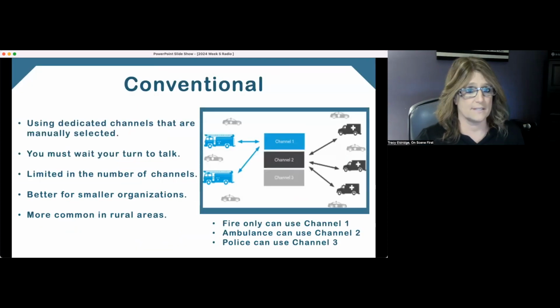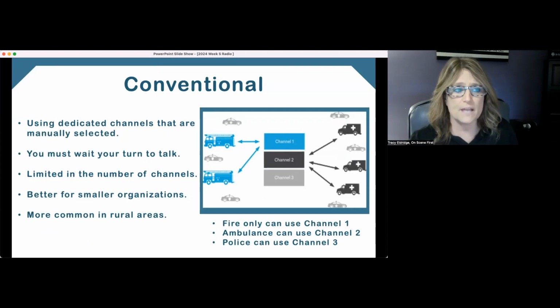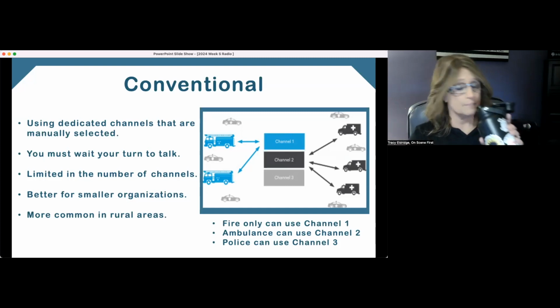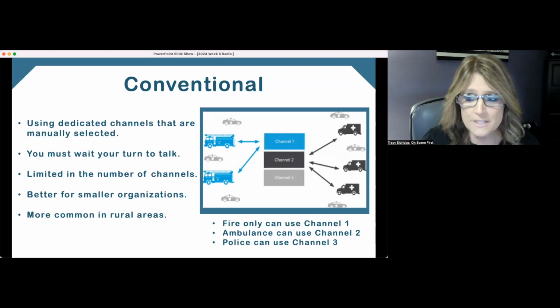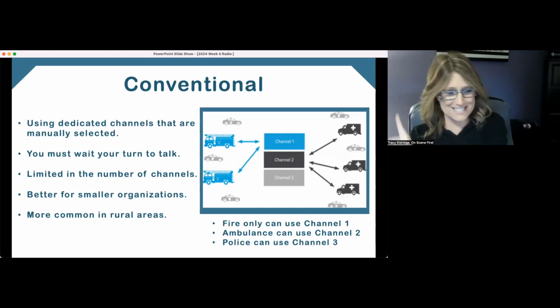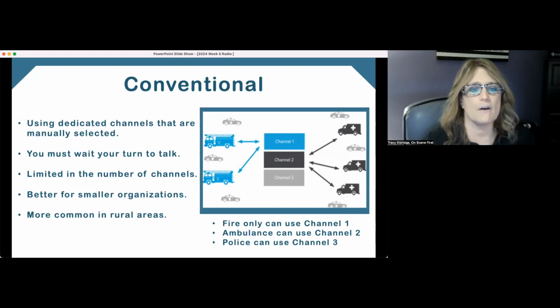Hope that makes sense. So now we're going to talk about the different radio types as far as conventional and trunking systems. I will tell you, when I took my exam, I was not picking up what they put down here. So what does Tracy do? She tries to figure it out so she can explain it to others.